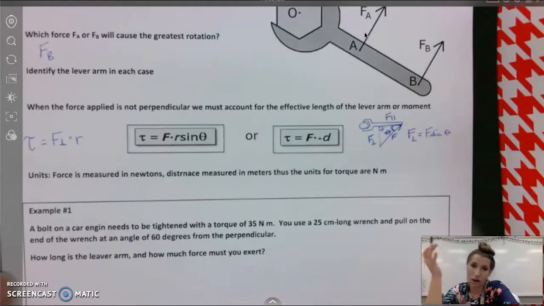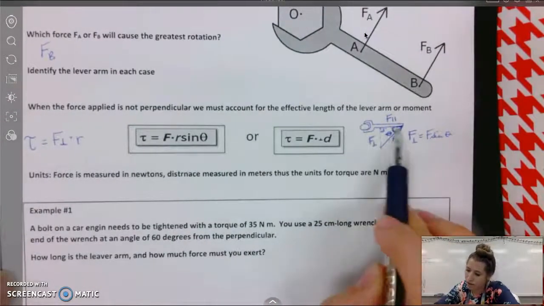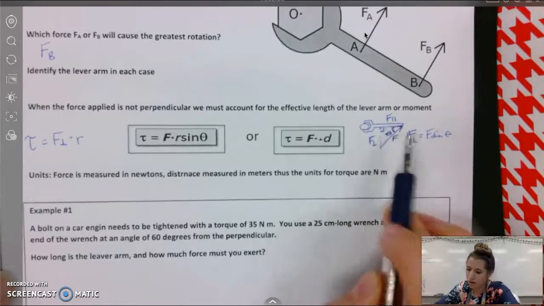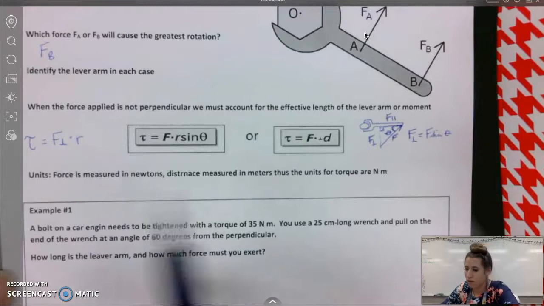If we're talking about a different theta, and you'll see this in example number 1. If we're not talking about the angle from the lever arm, then it may not be sine. Okay, may or may not be sine.